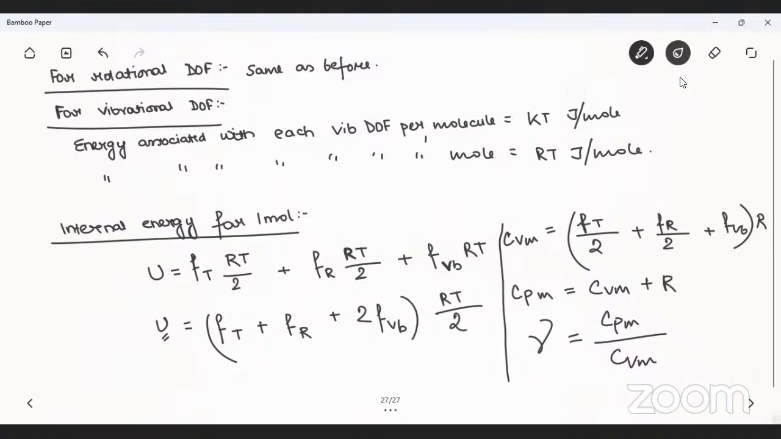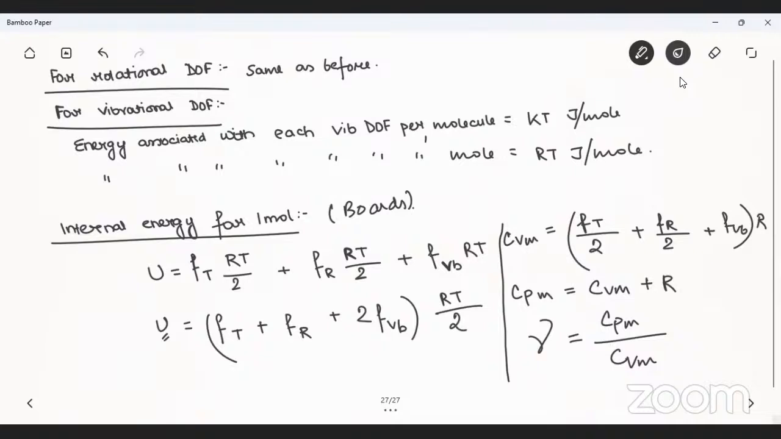Now, this is for your boards. Okay, this derivation is for your boards. They will never ask this definition in your exams. If they ask you to derive the formula for CVM, derive the formula for CPM, just do like this. Okay, this is the formula for your boards.